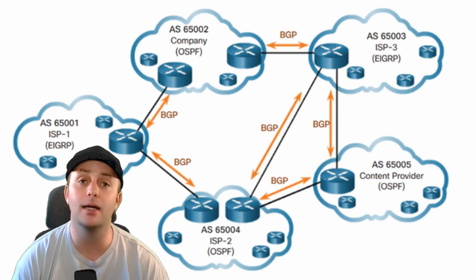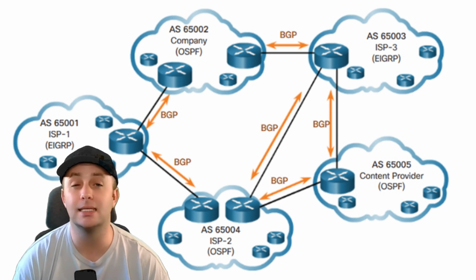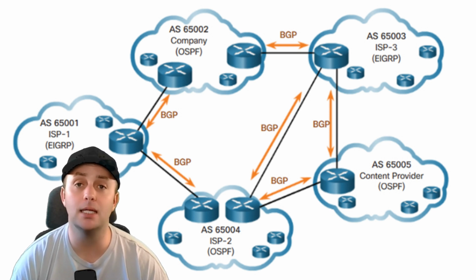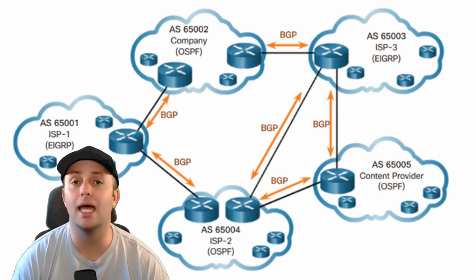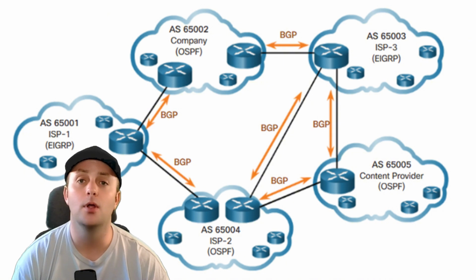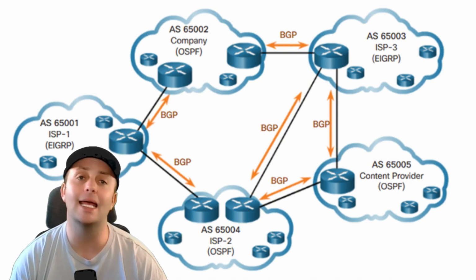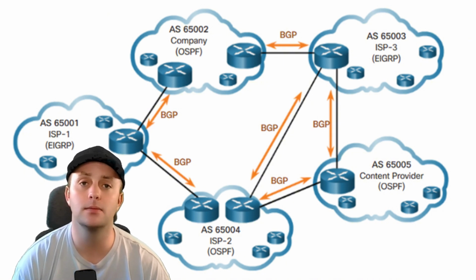BGP is the protocol that powers the internet, allowing different networks known as autonomous systems to exchange routing information. While RIP, OSPF, and EIGRP are used within a single network, BGP is used for routing between networks. This makes BGP an exterior gateway protocol, while the others are considered interior gateway protocols.